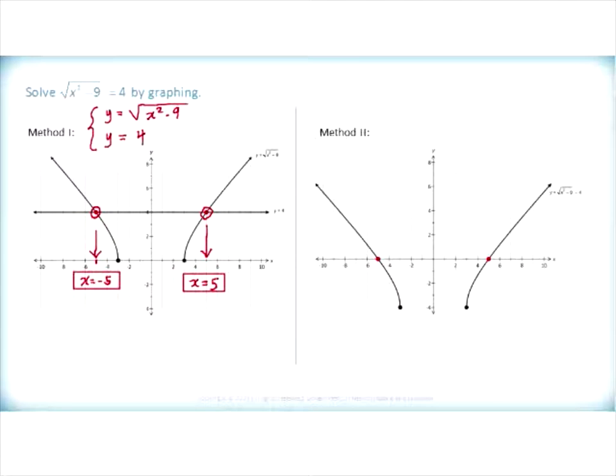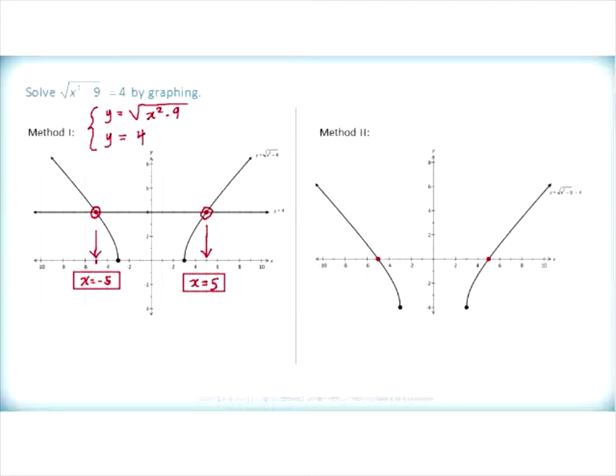Substituting these values into the original equation, we can check to see if these answers are correct. When x equals -5, we have -5 squared, which is 25, minus 9 is 16, and the square root of 16 is equal to 4. When x equals 5, 5 squared is 25, minus 9 is 16, and the square root of 16 equals 4. So we know that these solutions are correct for this equation.